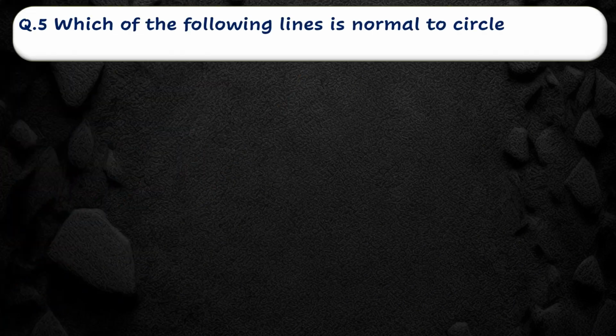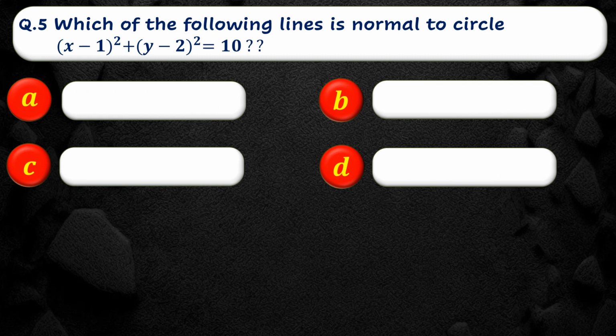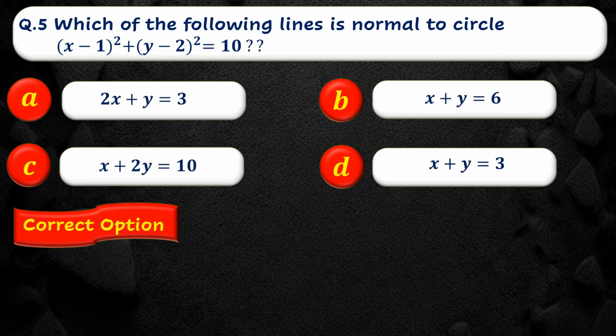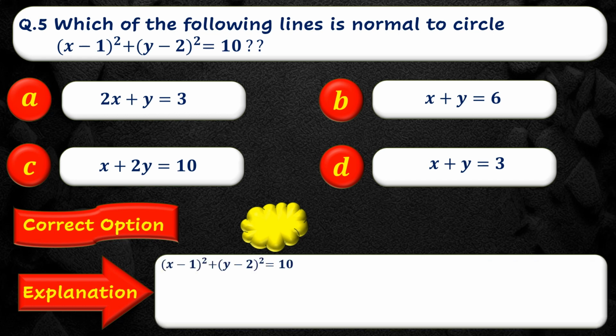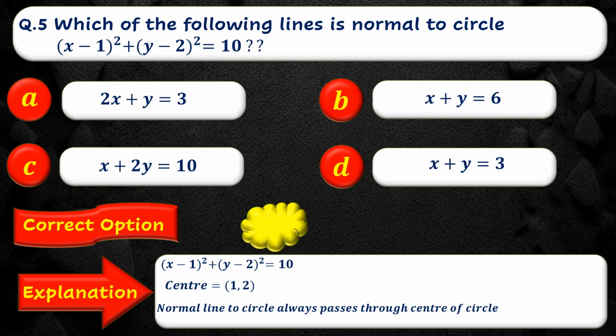Question number 5. Which of the following lines is normal to the circle x minus 1 whole square plus y minus 2 whole square is equal to 10? And the options are. Let's check out which one is the correct option. But before that, we explain it. Given circle is this, the center of circle is 1, 2. We know that normal line to circle always passes through center of circle. So we replace the coordinates of center in these lines one by one.